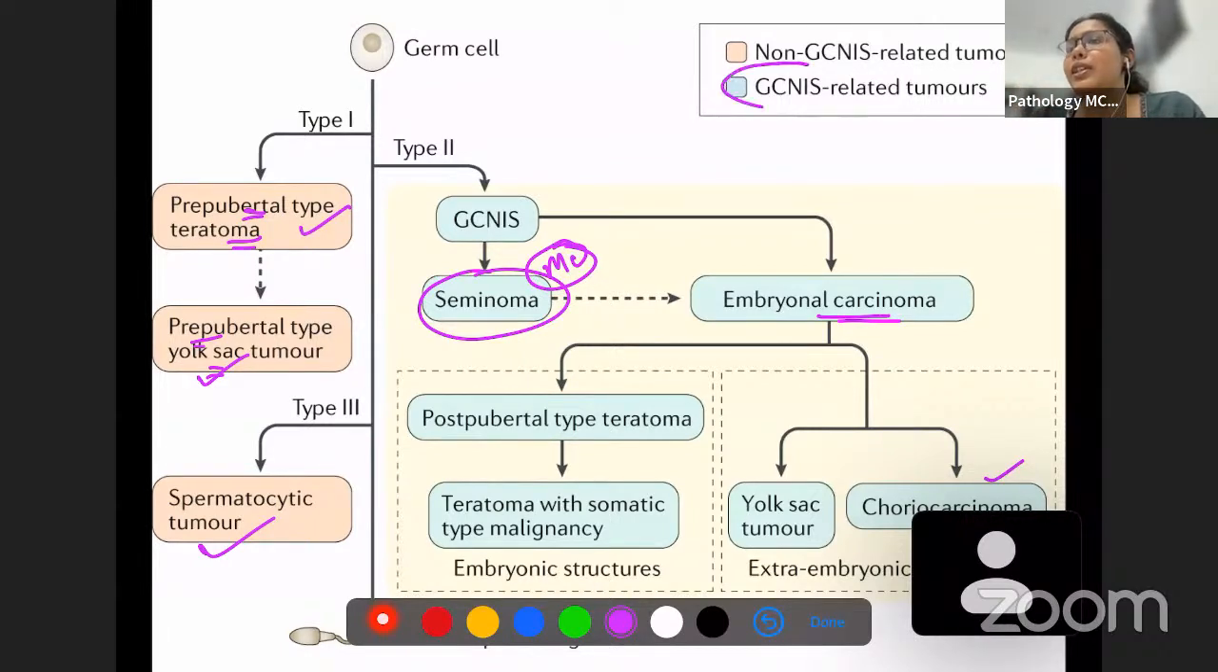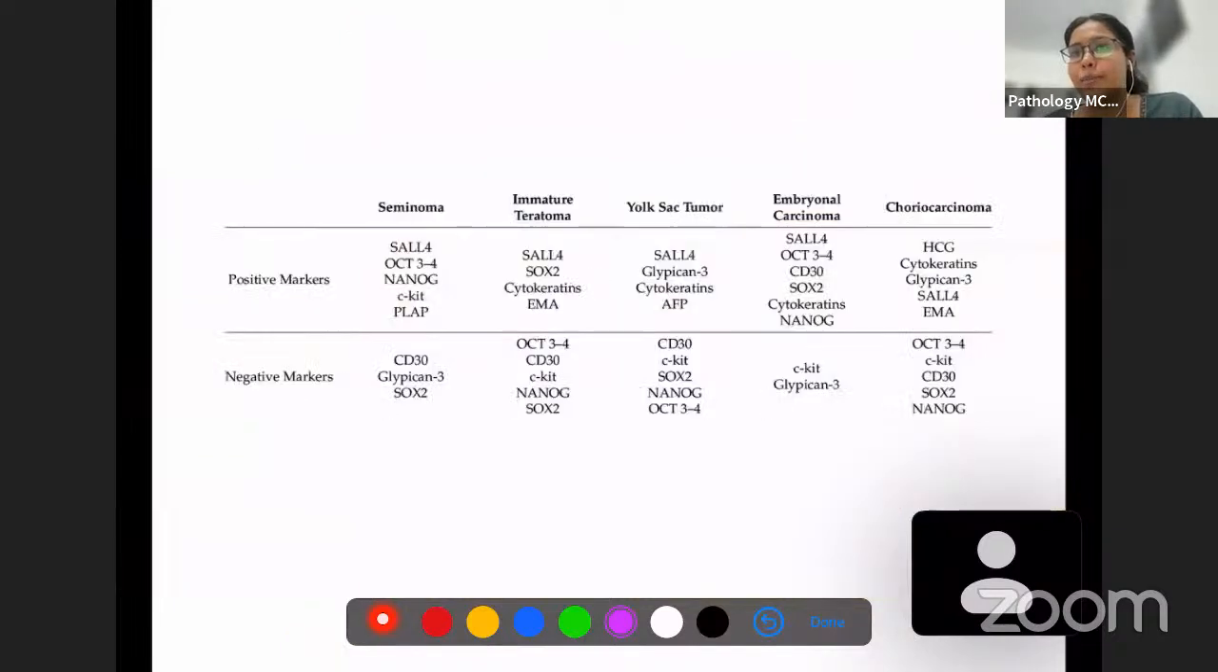Now you know what GCNIS is also. It is germ cell neoplasia in situ. Now I'll tell you a few markers which are associated with these tumors. Every tumor which is GCNIS associated is going to have a few markers in common because the precursor tissue is the same. So SALL4 is going to be common in all these tumors. As you can see here, SALL4 is there in seminoma, GCNIS associated. So everywhere you will see SALL4.